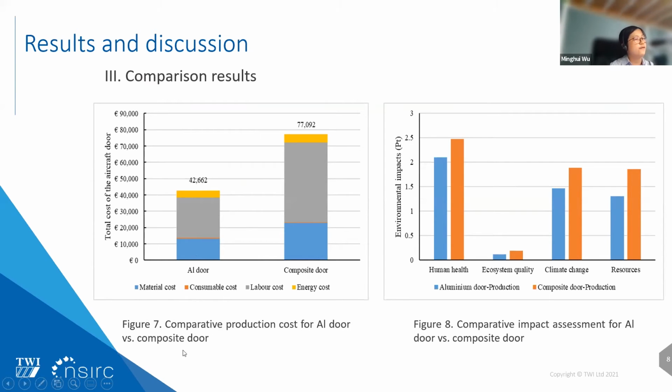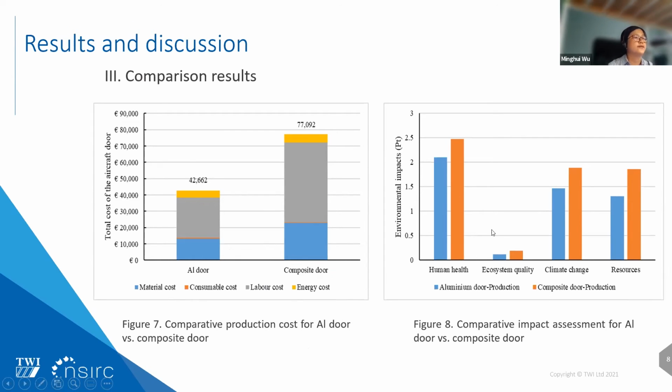As mentioned, there are 4 categories I considered in total: material, consumable, labor, and energy. So from this figure, we can see the aluminum door has a better economic performance, about half of the cost of the composite door. In addition, the labor cost in each door is the highest.